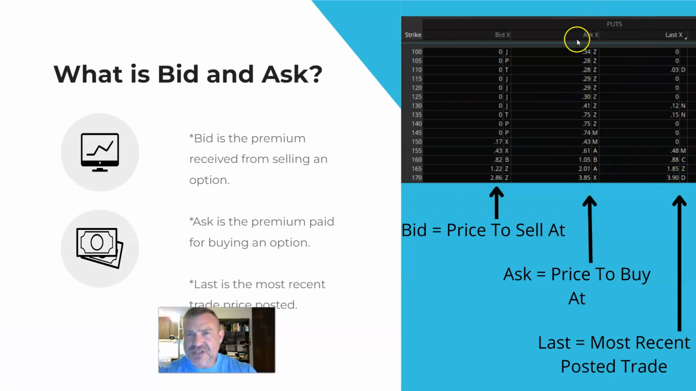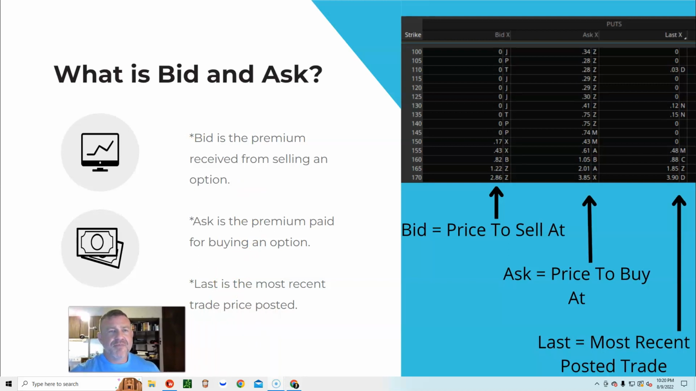Right now we're looking at the put side, and you see this bid and ask. Well, what is the bid and ask? The bid is the premium received from selling an option. The ask is the premium paid for buying an option. And it happens to be in this particular Thinkorswim brokerage account that I took the picture from. I also have the last displayed, which you do not necessarily have to have. And this last shows the most recent trade price.